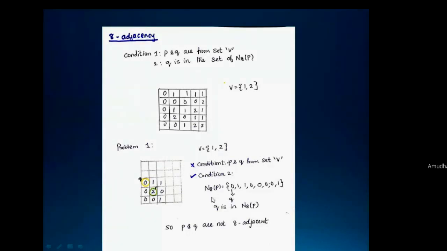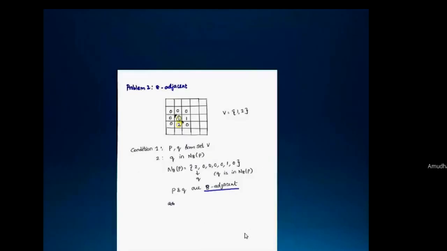But if you go for the second condition, N8 of P, if you take the surrounding elements, it is 0, 1, 1, 0, 0, 0, 0, 1. So Q is in N8 of P. So the second condition is satisfied, but the first condition is not satisfied. So P and Q are not 8 adjacent. Though they are 8 neighbors, they don't have a similarity. What is the similarity? They should be in the set V.